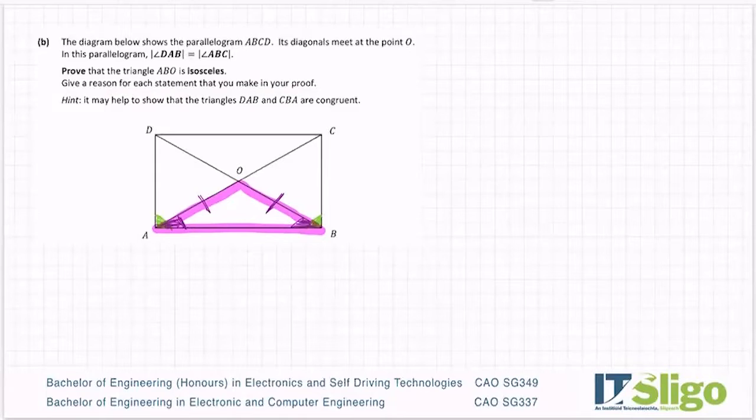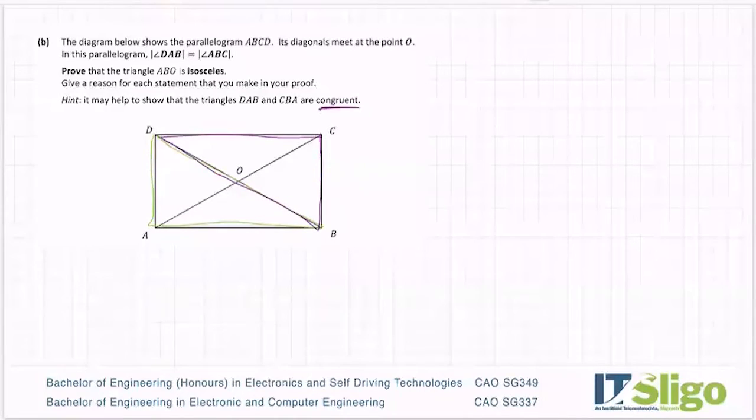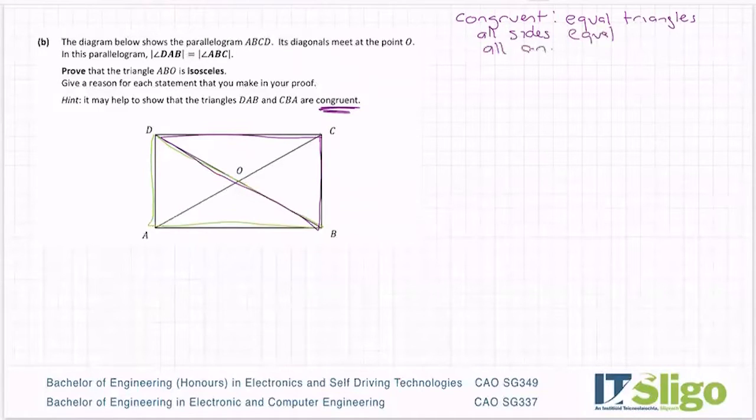Hint, it may help to show that the triangles DAB, okay, so I'm going to delete out this now, DAB is that triangle, and CBA are congruent. Okay, so that word congruent is the first thing. So this was a nice question. It told us how we go about the proof. So these are equal triangles. Okay, so equal triangles are all sides equal and all angles are equal.